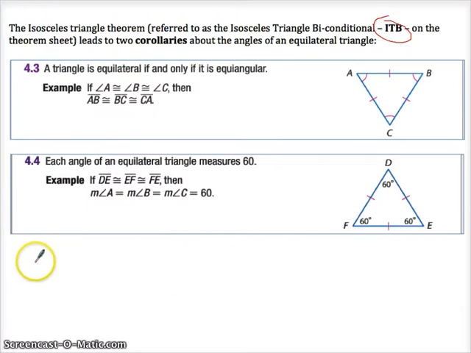Okay. This leads to two corollaries. It's such a big deal, kind of like the 180 in the triangle, that it's got these two knock-on, kind of immediate things that happen from it. First of all, these are both about equilateral triangles. So if you think about it, if we knew that two angles were congruent in a triangle, then we know the two sides opposite them are congruent. Well, if we knew all three angles are congruent, then it turns out that all three sides have to be congruent for the same reason.